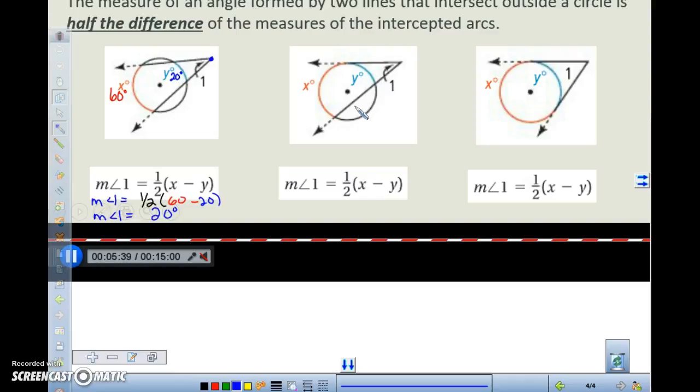So I'd like for you to take like 2 minutes with your partner, and I want you to summarize the relationship between the vertex of your angle that you're looking for and the formula. When do you do what? So discuss it. Let's try to summarize what we've just talked about. Okay?